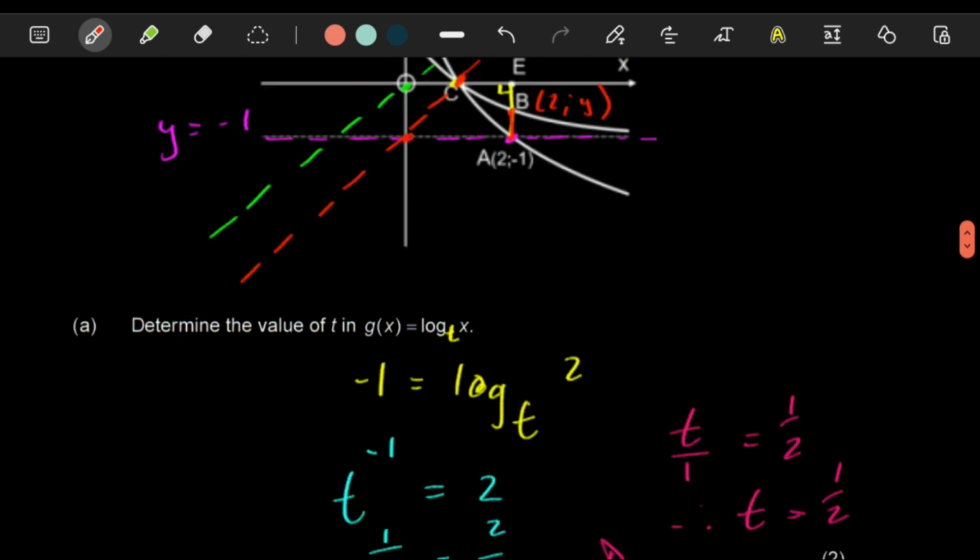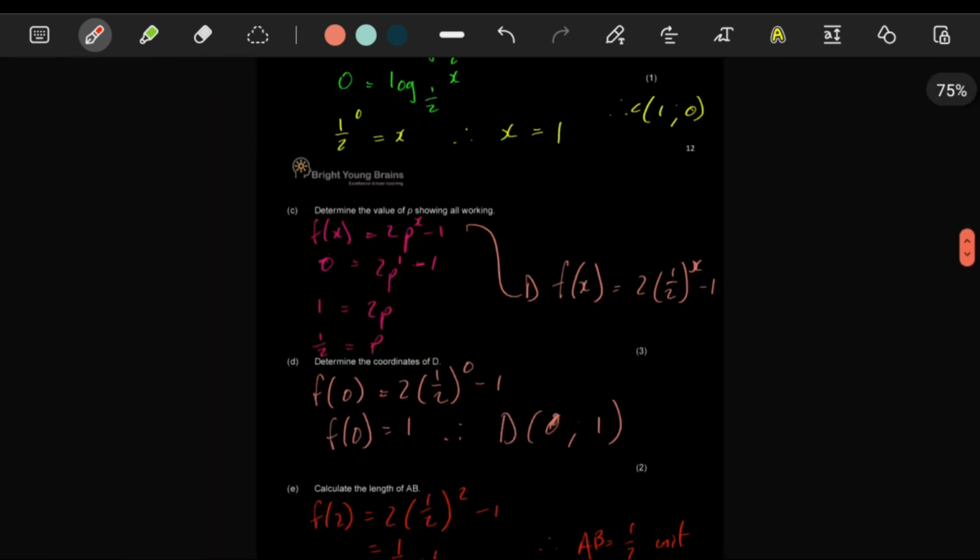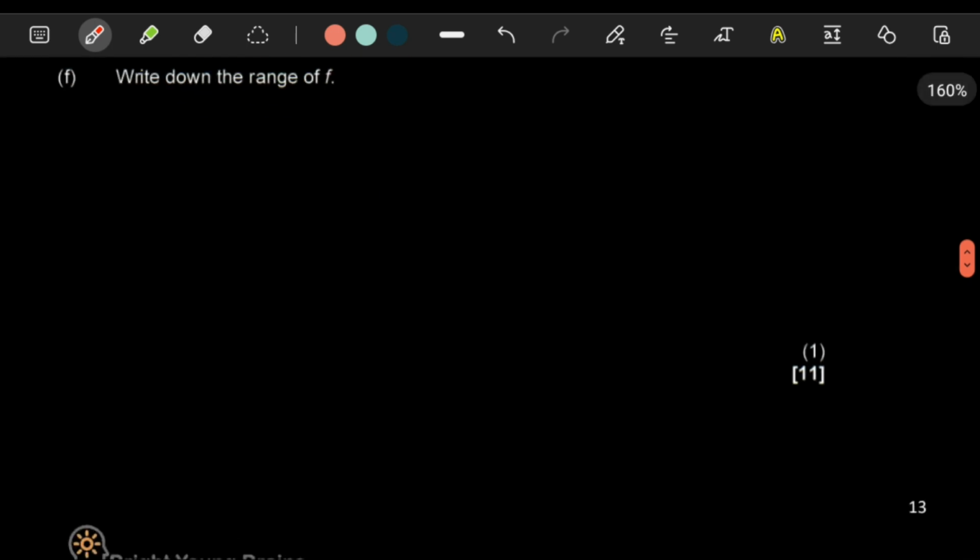Because it's just comparing the distances, you see. This is half a unit downwards, and this is negative 1. So negative 1 and negative a half, the distance here is just half. Wow, this guy did a nice paper.